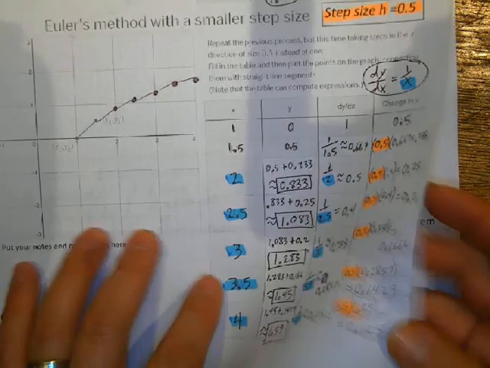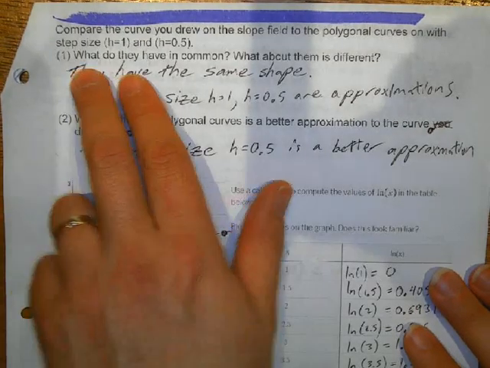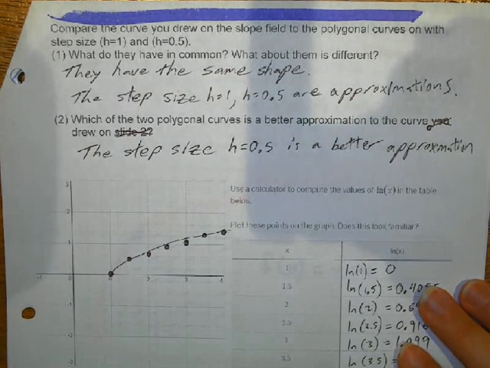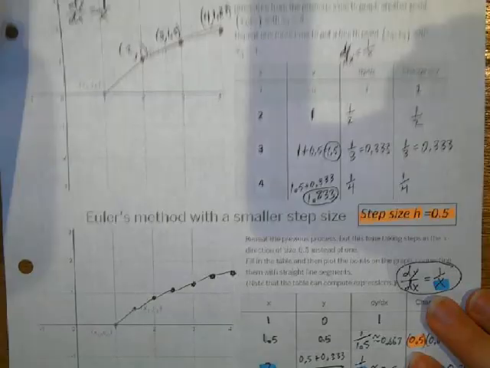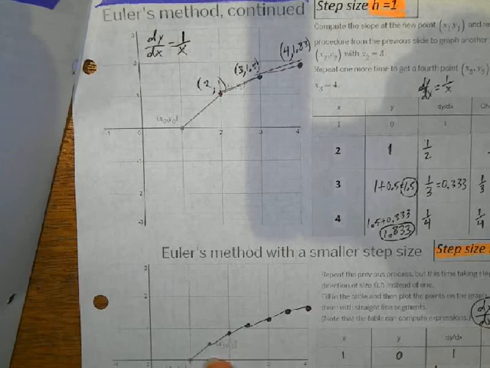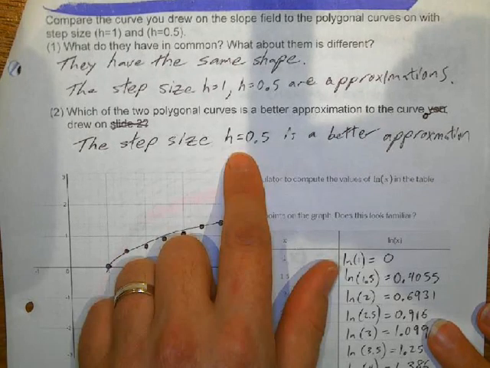She may have mentioned this or not: what do they have in common? What's different about them? So they both kind of go up. What's different? This one has a lot more points. One of them is going to be more accurate. The one with the smaller step and more points is more accurate.